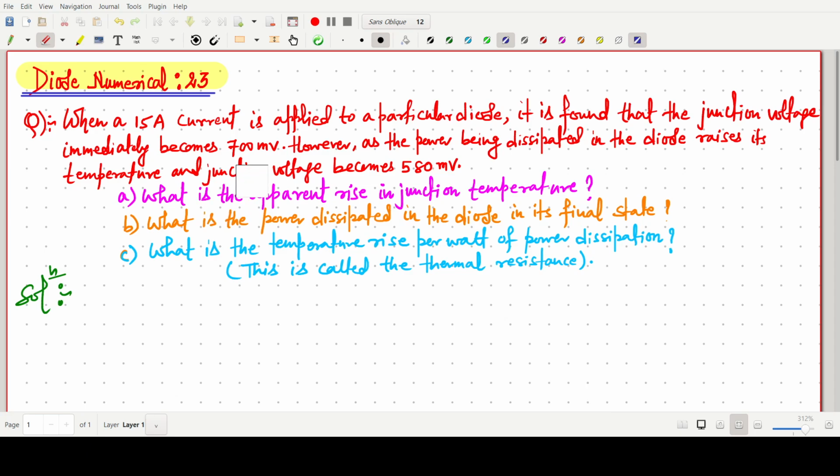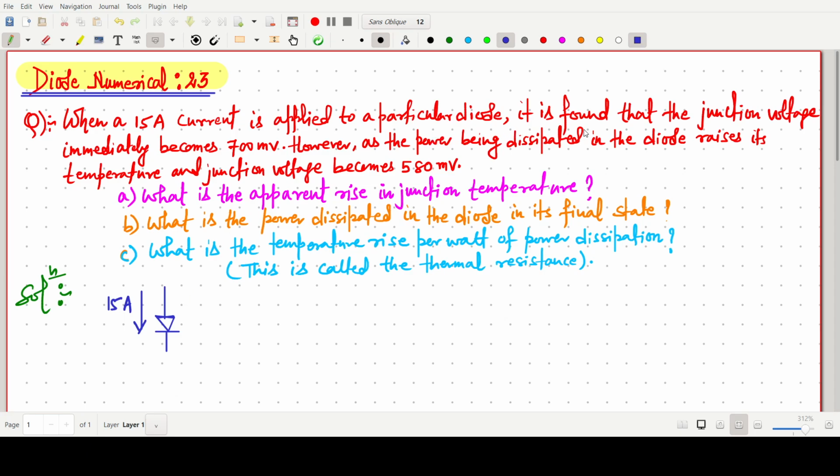In this question, it is given that a 15 ampere current is applied to a particular diode. I am drawing the diode. A 15 ampere current is flowing through that particular diode.